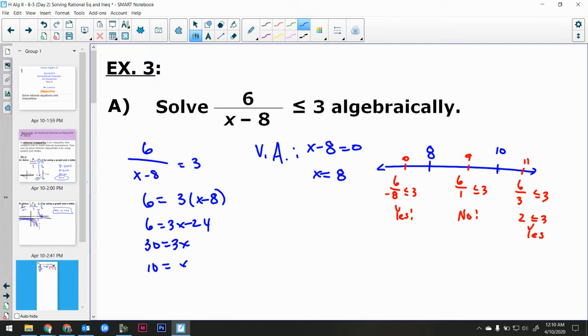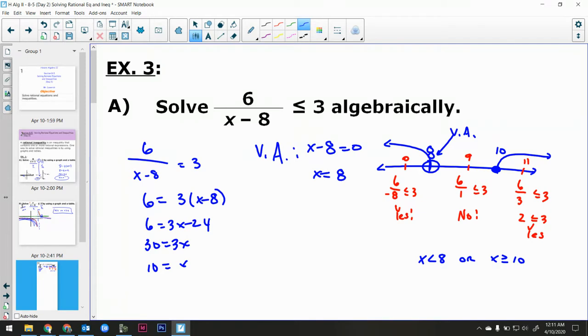Okay, so what does that mean? That means that any point over here is a solution and any point over here is a solution. But be careful. I know that this is an or equal to. All that means is that this is filled in. This is not filled in. Why is that not filled in? Because of the vertical asymptote, right? It cannot be equal to the asymptote. So x is less than 8 or x is greater than or equal to 10.